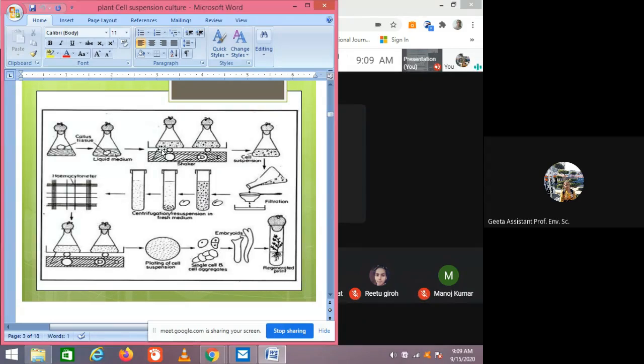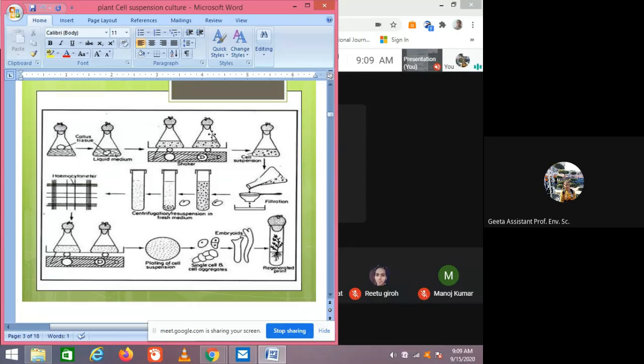Then this callus can be compact and the callus may be fragile. Callus exists in two forms, that is a fragile callus, and second one is a compact callus. The fragile callus is which one? Which can easily be dissociated into tissues and then into cells. Then this liquid media can be transferred into the shaker. From the shaker we can get a cell suspension.